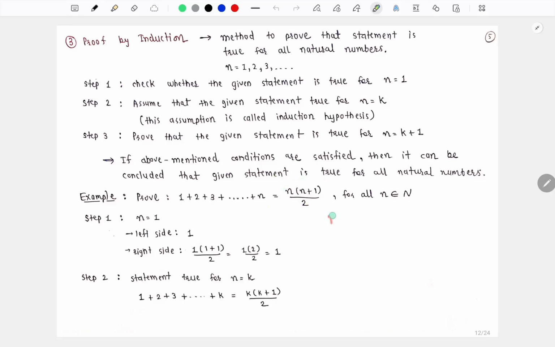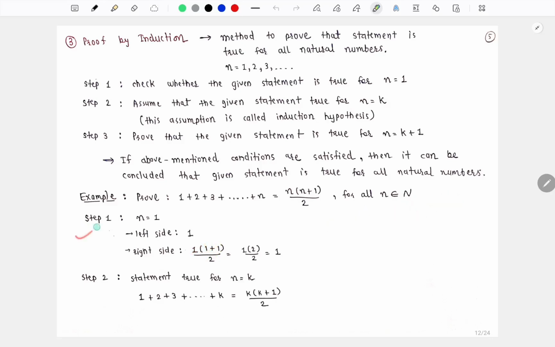So we have to put n equal to 1 on both sides. On the left hand side we will get 1. Right side: 1 into 1 plus 1 divided by 2. That means 1 into 2 divided by 2. We can cancel it out and we will get 1.